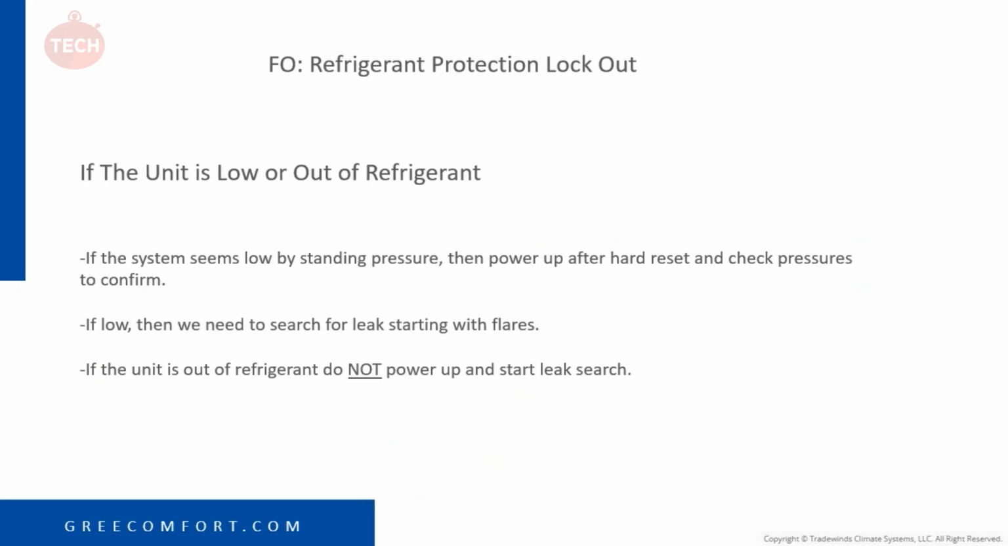So if the unit is low or out of refrigerant, when you hook up your gauges, a couple things we want to do. If the system seems low by standing pressure, then power it up after the hard reset and check pressures to confirm. Check your running pressure. Typical running pressure is somewhere between 120 and 150, but that depends on load conditions, indoor and outdoor ambient. And again, you want to let the unit run for a good 10, 15 minutes before jumping the gun, because that pressure will adjust and fluctuate.